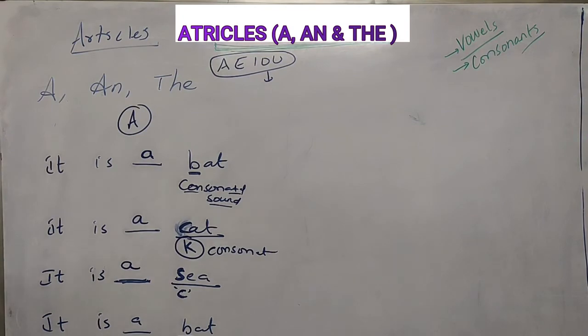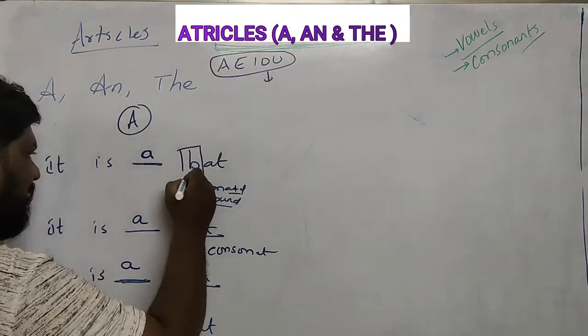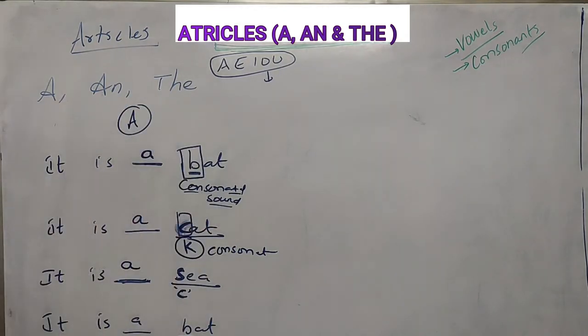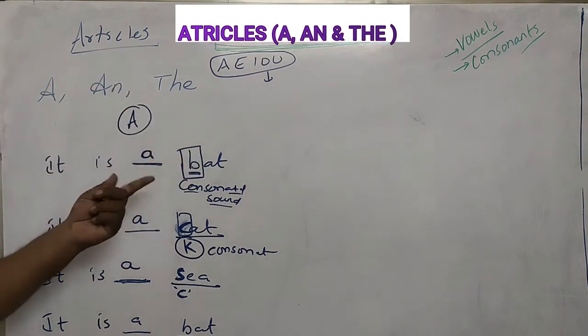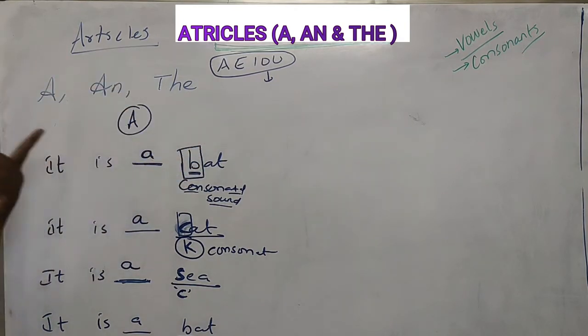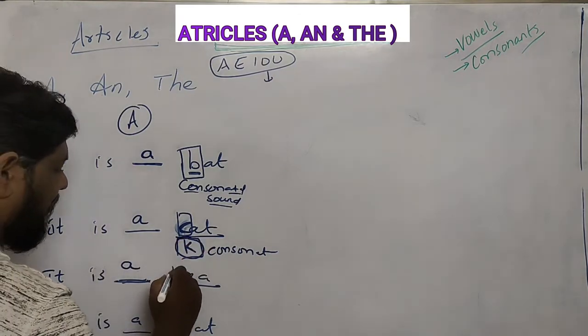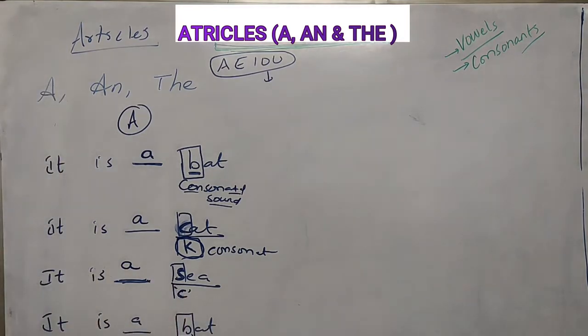So always base your article on the basis of sound. It is not that all the rest of the alphabets, whatever comes, you write A. No, it's wrong. You should base it on the sound of the alphabet, because every alphabet will not have the same kind of sound. Is it clear, children? Okay.